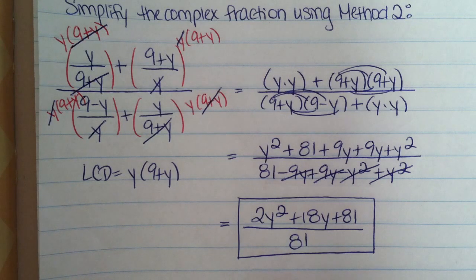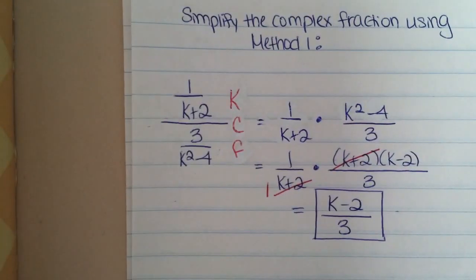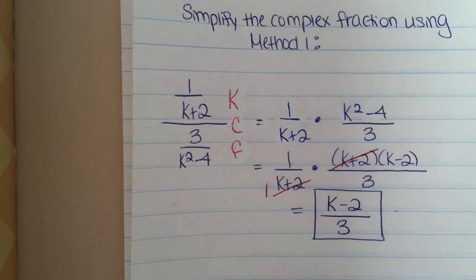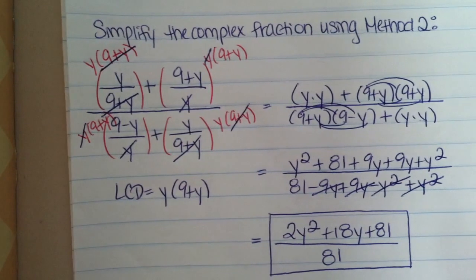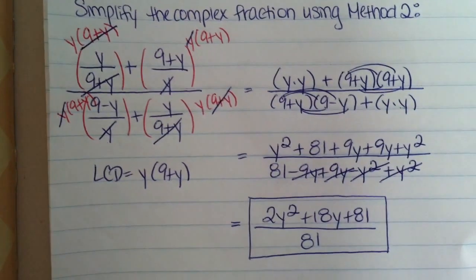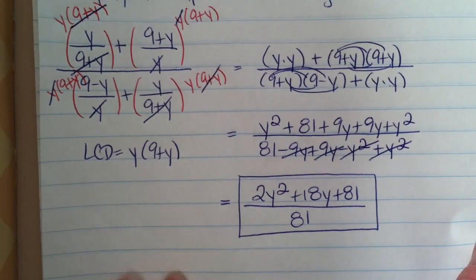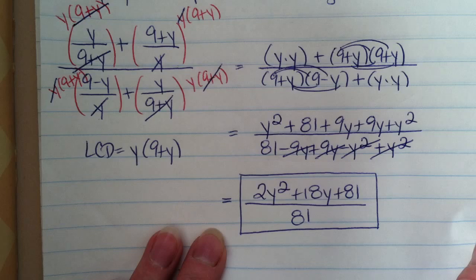So there is method 1 and method 2. Method 1 again is you have single fractions, top and bottom, perform keep, change, flip, cancel out like items. Method 2, you multiply everything by the least common denominator of all the denominators, simplify, and then try to cancel out like items if you can. For the second example, we weren't able to, so we have that full answer.